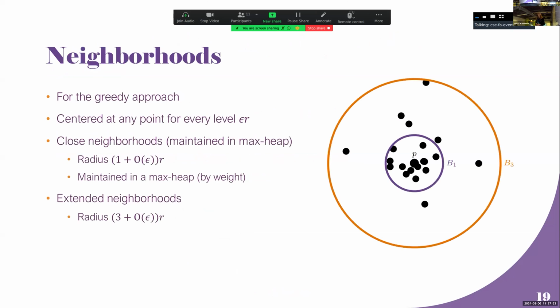So instead, we were thinking of applying this greedy approximation to find the centers. For that, we have to maintain the neighborhoods. So basically, as in the greedy algorithm, we have to maintain the small neighborhoods of radius roughly r and larger neighborhoods of radius 3r. And the small neighborhoods we can store in a max heap so that we can efficiently always take the root of the tree to get the heaviest such ball.